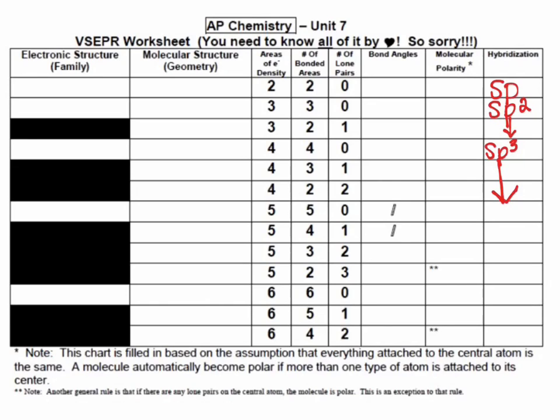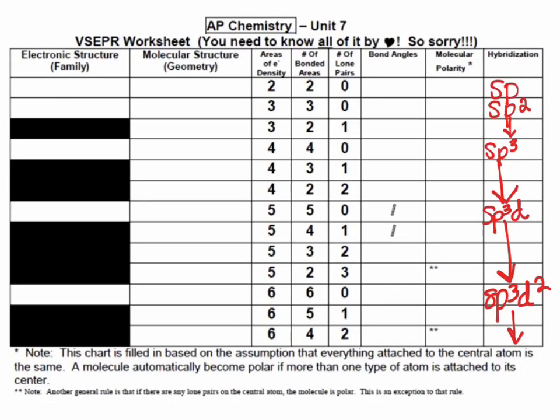If we have 5 areas, we are sp3d hybridized. And if you have 6 areas, then you are sp3d2 hybridized. You are expected to be able to look at the bonds and know what the hybridization is: sp, sp2, sp3, whatever.